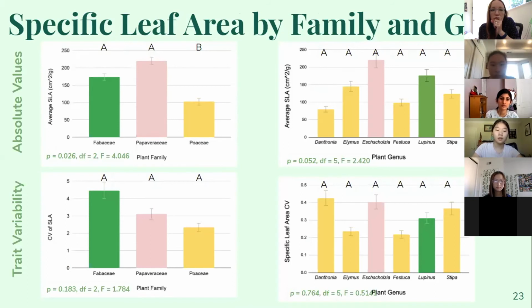For the absolute values, there appears to be little difference between the plants, with there being no difference between the different plant genera. For the plant families, there's also little difference, with there only being differences between Poaceae and the other plant families. Poaceae had significantly lower specific leaf area than the others. For the trait variability, there's no difference between both the plant genera and plant families.